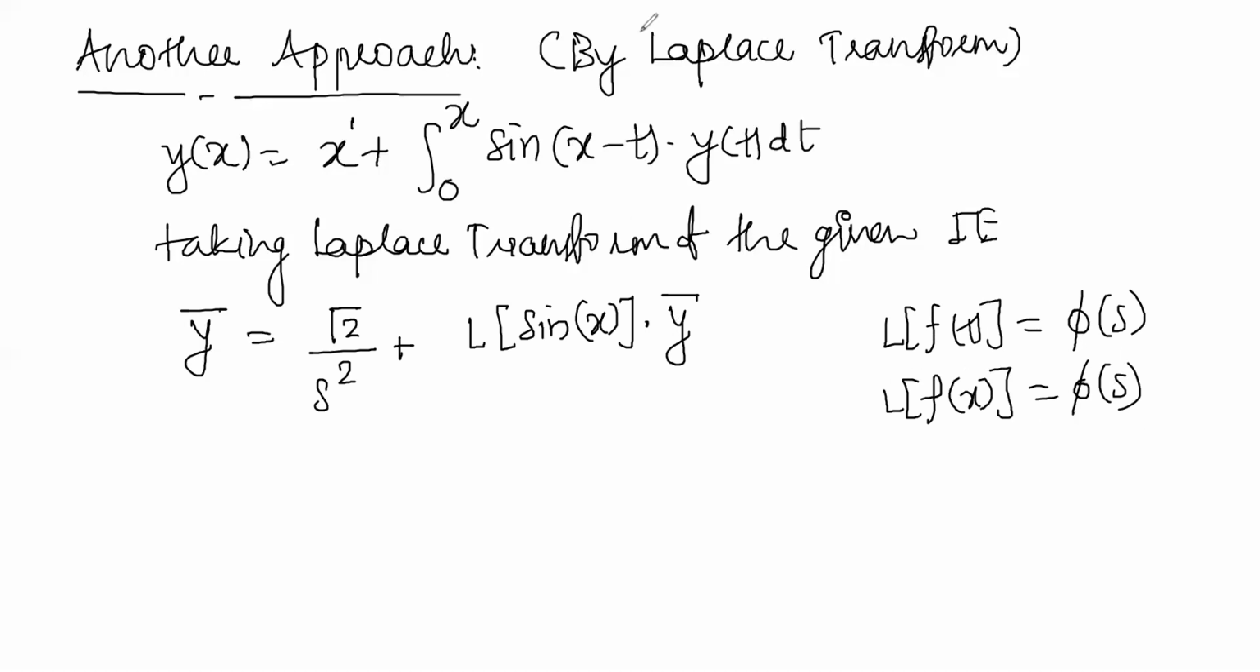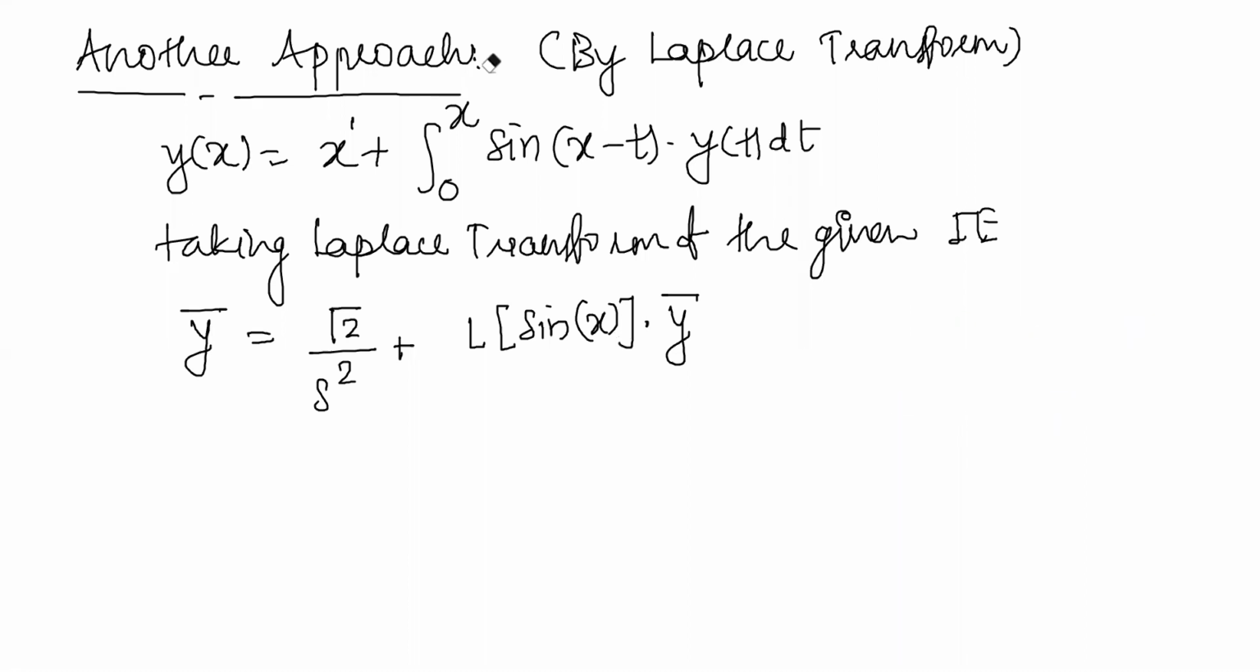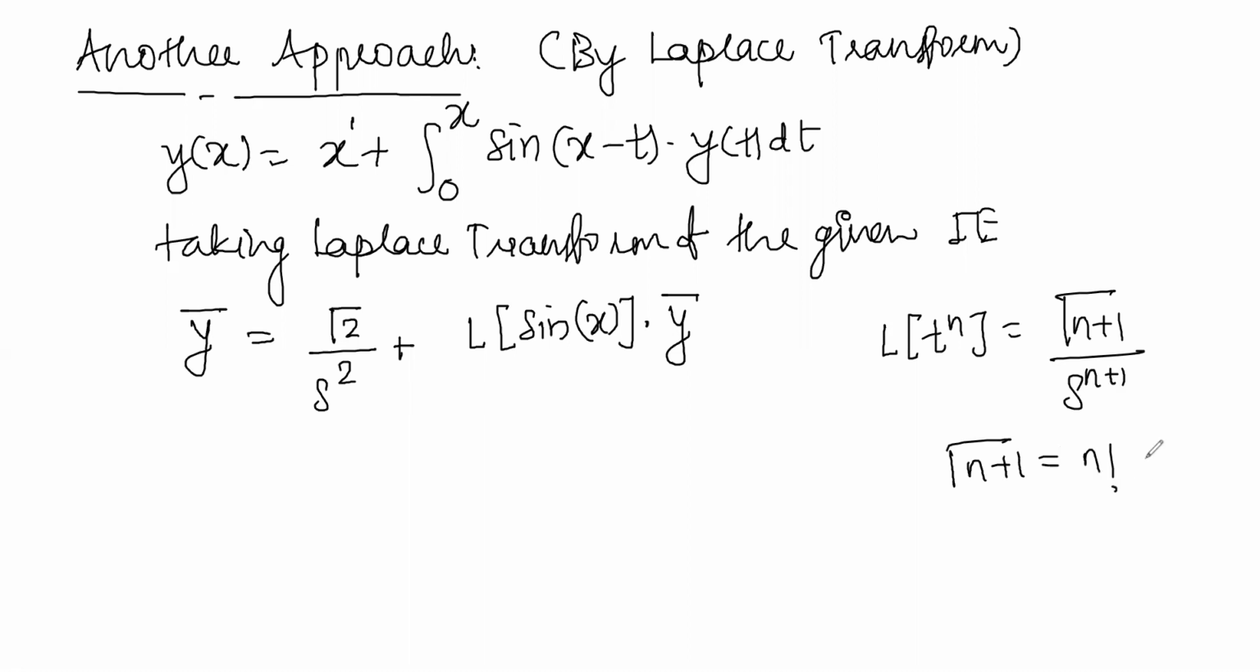Now let me mention the formula which converts this. I know that the Laplace transform of t power n is gamma n plus 1 upon s power n plus 1. This gamma n plus 1 is nothing but n factorial when n belongs to the set of non-negative integers, because gamma of negative integers does not exist. Okay, so let's solve. I'll keep this formula intact.